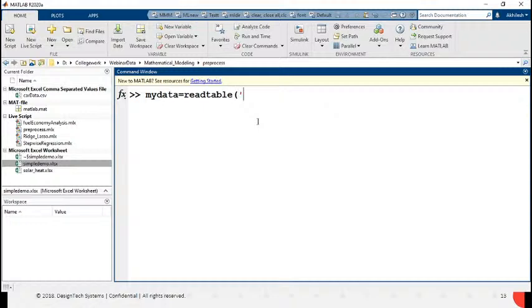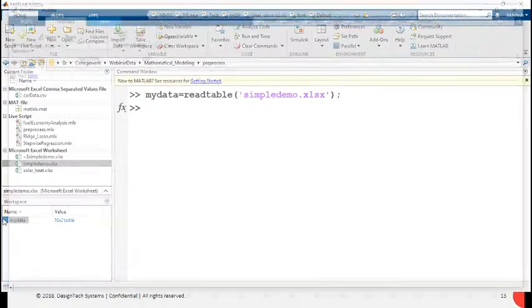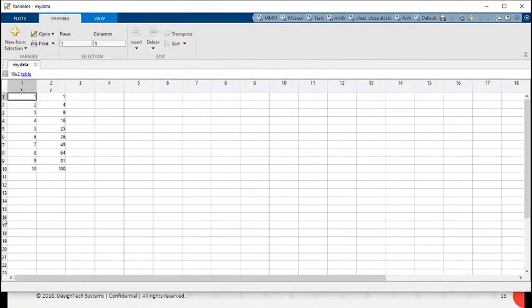Read table and your Excel file name, that is a sample demo.xls. Okay, so now we have my data as a table. If I click here on my data, you will see that this table is imported in MATLAB, and we have two variables, x as a predictor, y as an output.